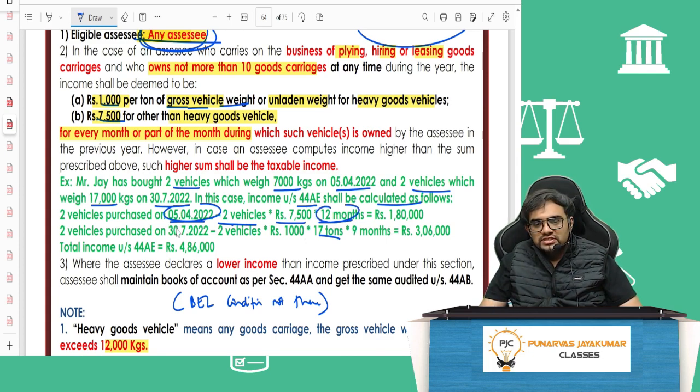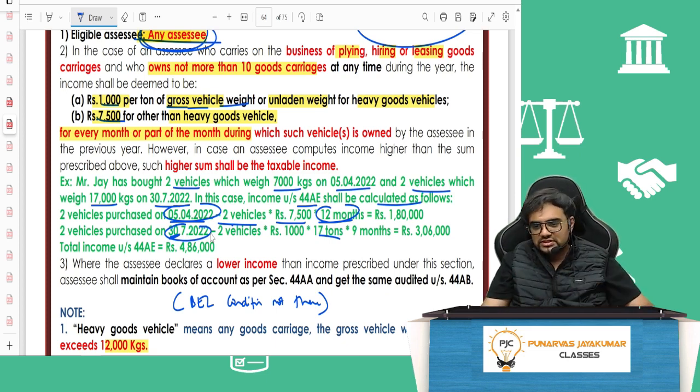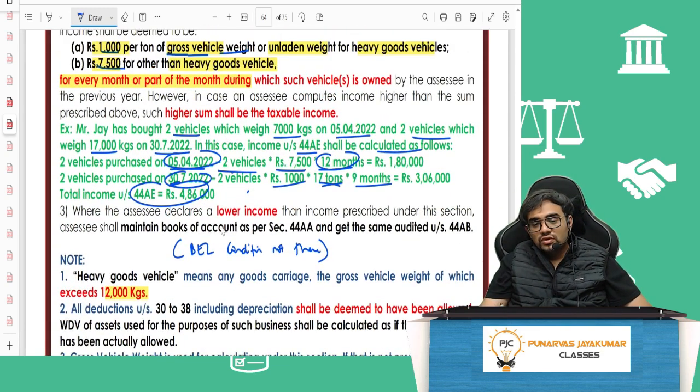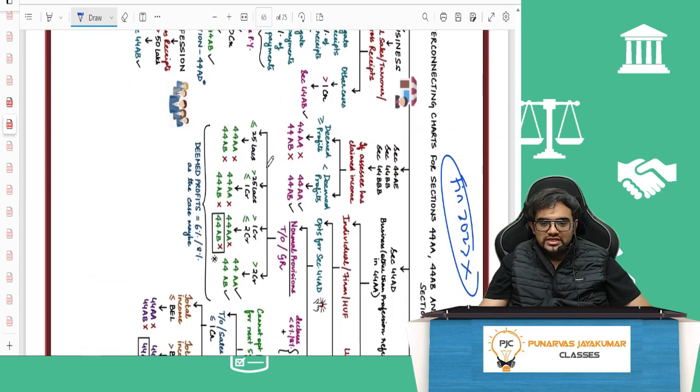Remaining 2 vehicles purchased on 3/7. Though it is purchased on the 3rd, it will be considered as a full month. Correct? So that's what it is. It is month or a part of the month. So July, August, September, October, November, December, January, February, March, 9 months. So 2 vehicles into 1000 into 17 tons into 9 months. Total income will be this. Now whatever this is, if he can maintain books and it is less, then it is less. That's how we should see. Where the SSE declares a lower income than the income prescribed under this section, it shall maintain books of accounts as per 44AA and get them audited under 44AB, is what they say.